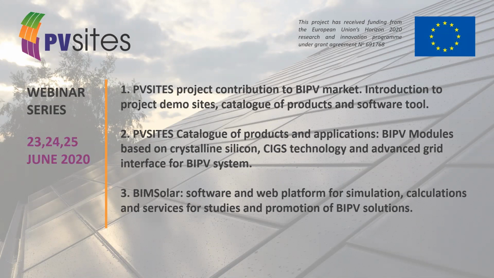Tomorrow, we will have a more specific webinar on the catalog of products and applications. We will also have the opportunity to have our product manufacturers present their technologies, from BIPV modules based on crystalline silicon to CIGS technology, and also advanced green interfaces for BIPV systems. And finally, we will close this series of webinars with a webinar dedicated to the BIM Solar tool, which is a software and web platform for simulation calculations and services for studies and promotion of BIPV solutions.